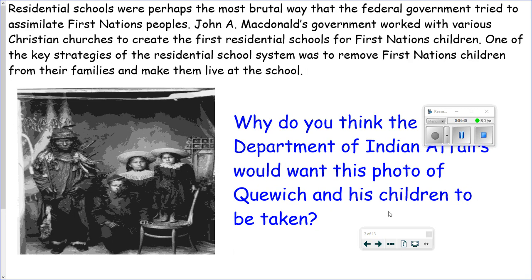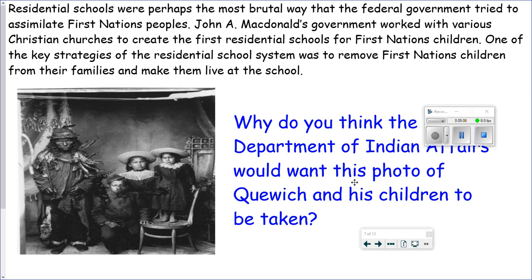Residential schools were perhaps the most brutal way that the federal government tried to assimilate First Nations peoples. John A. Macdonald's government worked with various Christian churches to create the first residential schools for First Nations children. One of the key strategies of the residential school system was to remove First Nations children from their families and make them live at the school.